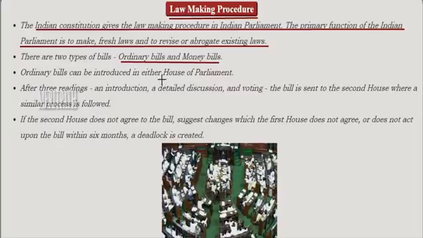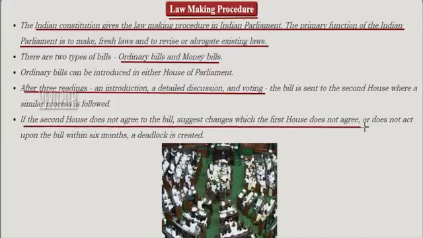There are two types of bills, ordinary bills and money bills. Ordinary bills can be introduced in either house of the parliament, and after three readings, that is introduction, a detailed discussion and voting, the bill is sent to the second house where a similar process is followed. If the second house doesn't agree to the bill, or suggests changes which the first house does not agree to, or does not act upon the bill within 6 months, a deadlock is created.